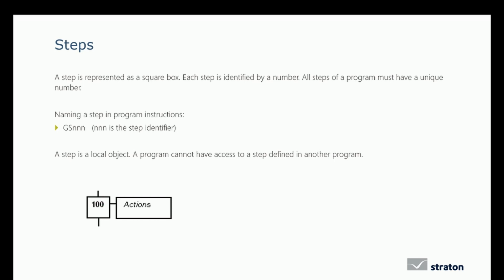A step is represented by a square box. Each step is identified by a unique number. A step can be named in program instruction using GSNNN with NNN, the number of the step. A step is a local object. A program cannot have access to a step defined in another program.